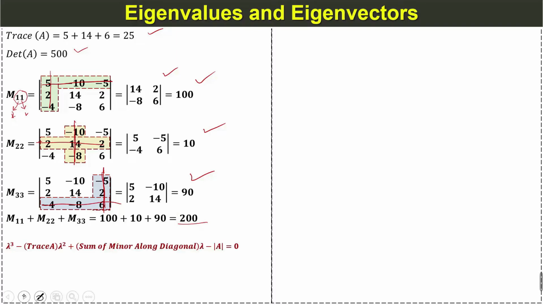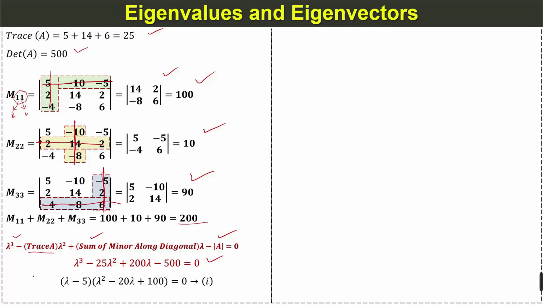Now substitute all these in this equation: lambda cubed, the trace we have found, the sum of minors, and the determinant. After substituting we have this equation. Now we solve this equation, and after simplifying we get this form: lambda minus 5 into lambda squared minus 20 lambda plus 100 is equal to 0. After putting this one equal to 0 and this one also equal to 0, we get our first eigenvalue, that is 5.